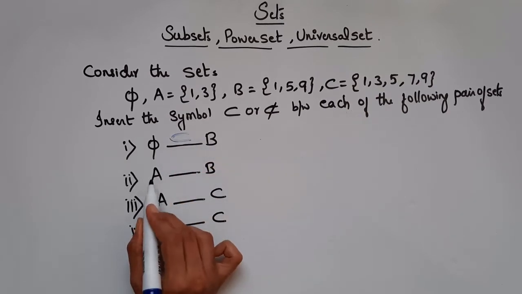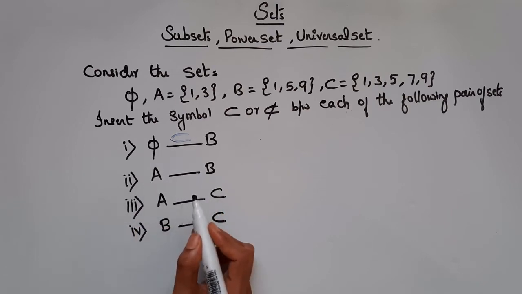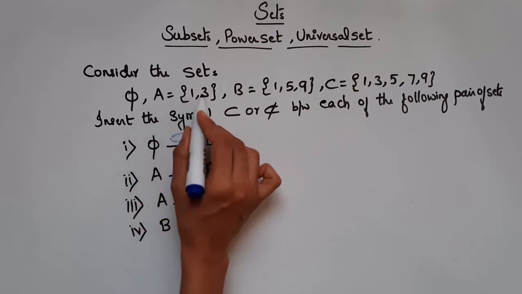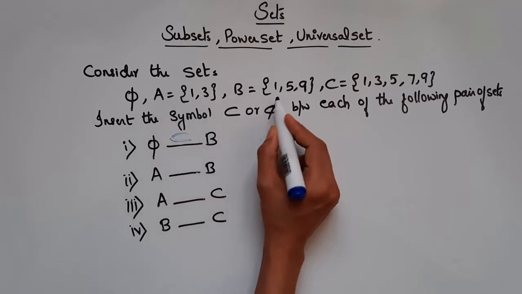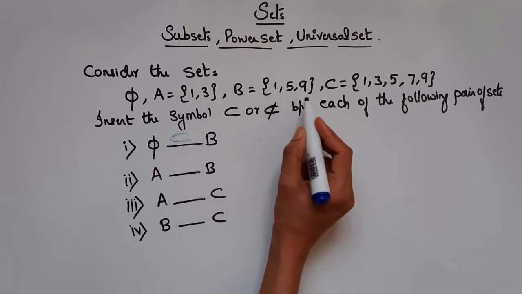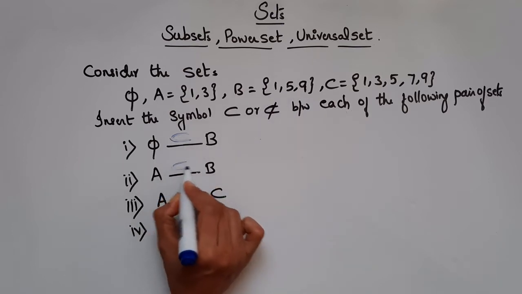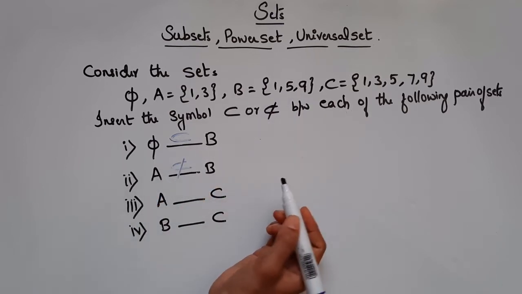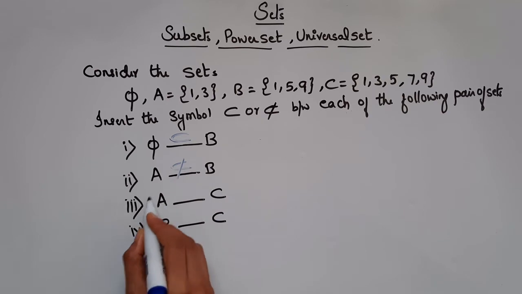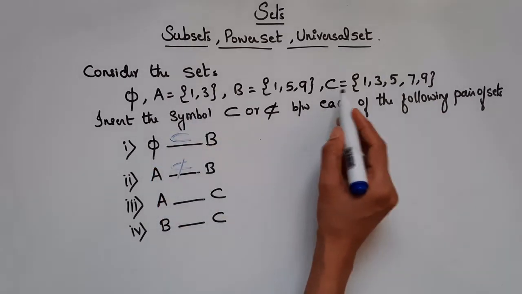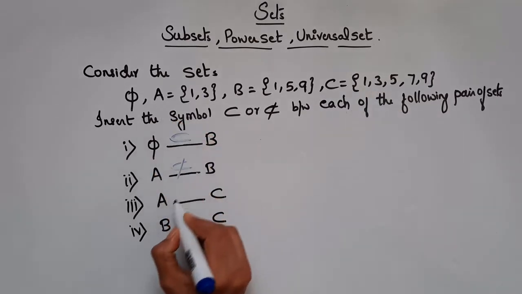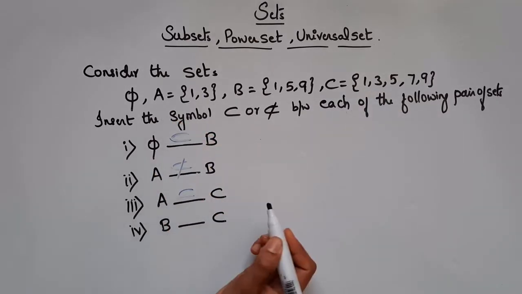Next we have to check if set A is a subset of B or not a subset of B. So in set A we have 1, 3 and in set B we have to check if 1, 3 is present in B. We have only 1, 3 is not there. So therefore A is not a subset of B. And check in A and C whether A is a subset or not a subset of C. So in A we have 1, 3, in C we have 1, 3, right? So therefore we can say set A is a subset of C.